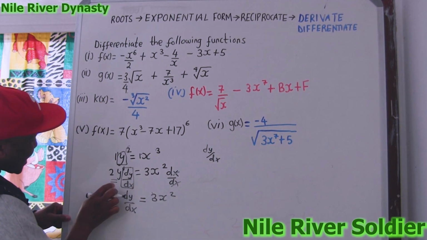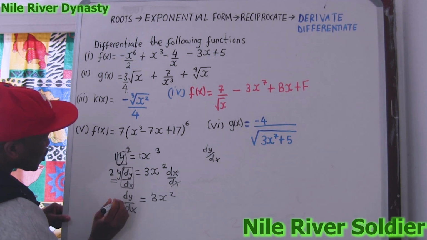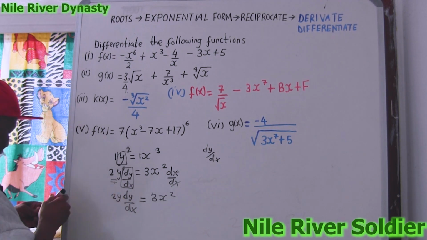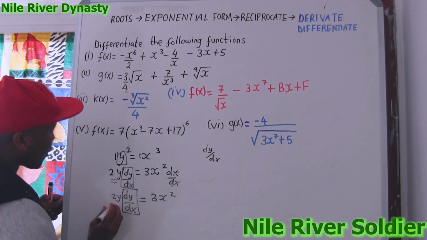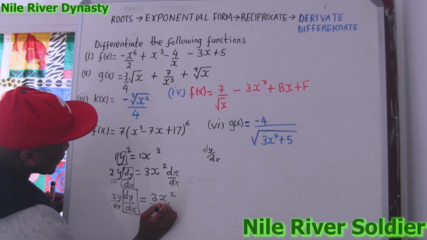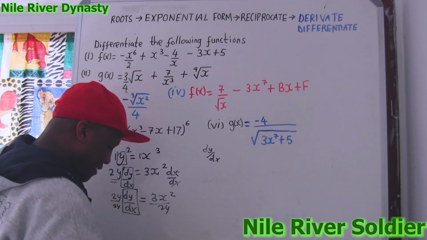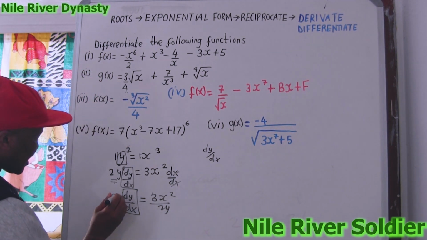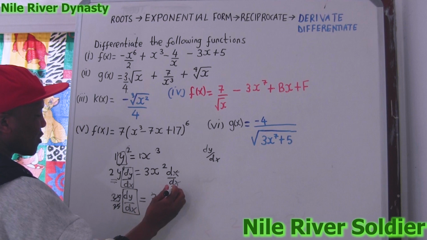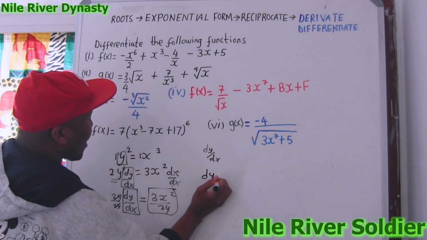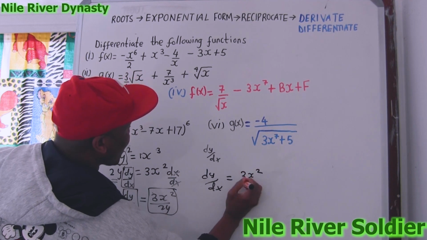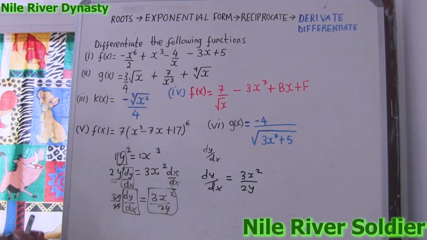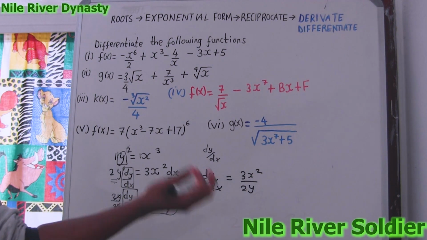But I remember having 2y here. Since I don't need this 2y on this side, I want to get the value of dy/dx, which is what I'm looking for. So I'm going to divide by 2y here and divide by 2y there, and this and this cancel. So dy over dx equals 3x squared over 2y. That's how you differentiate. You know what I'm saying?